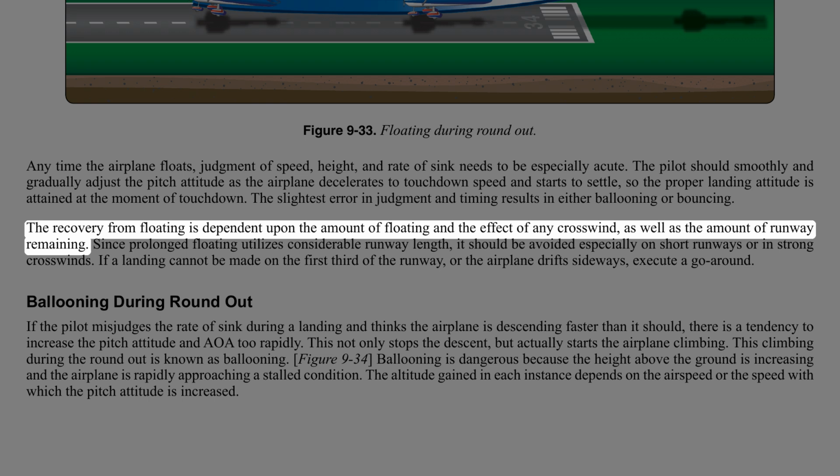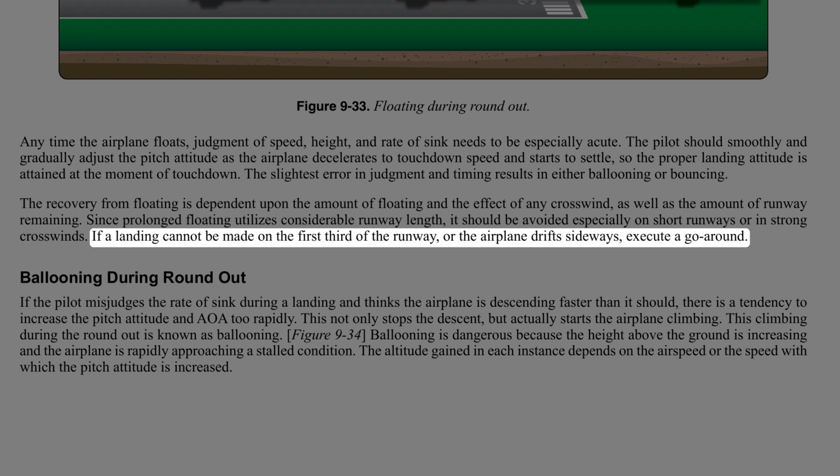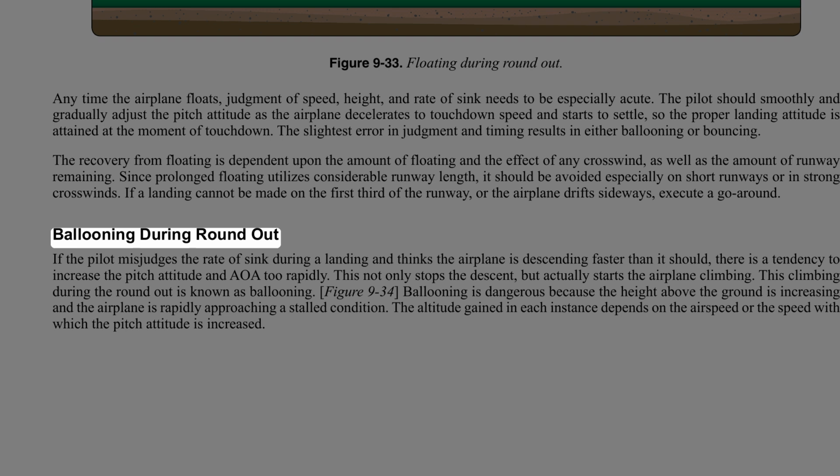The recovery from floating is dependent upon the amount of floating and the effect of any crosswind, as well as the amount of runway remaining. Since prolonged floating utilizes considerable runway length, it should be avoided especially on short runways or in strong crosswinds. If a landing cannot be made on the first third of the runway, or the airplane drifts sideways, execute a go-around. Ballooning during round out.